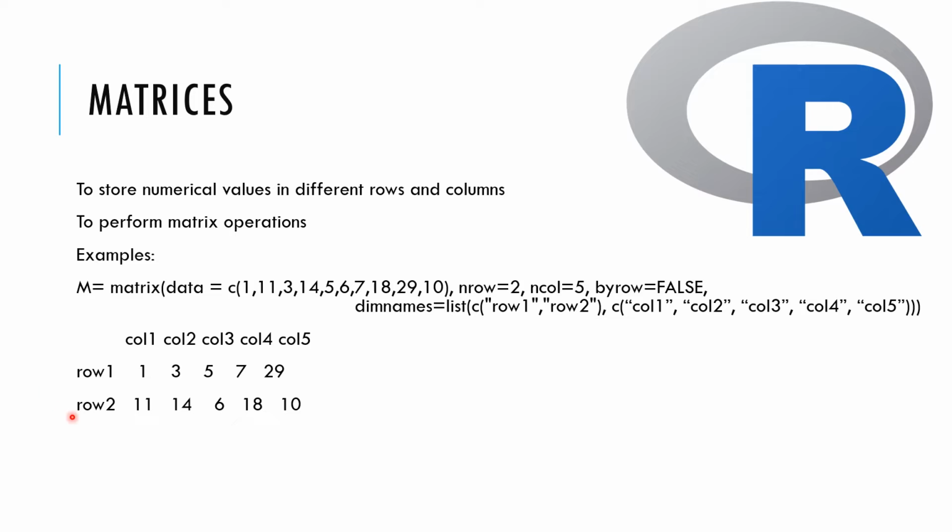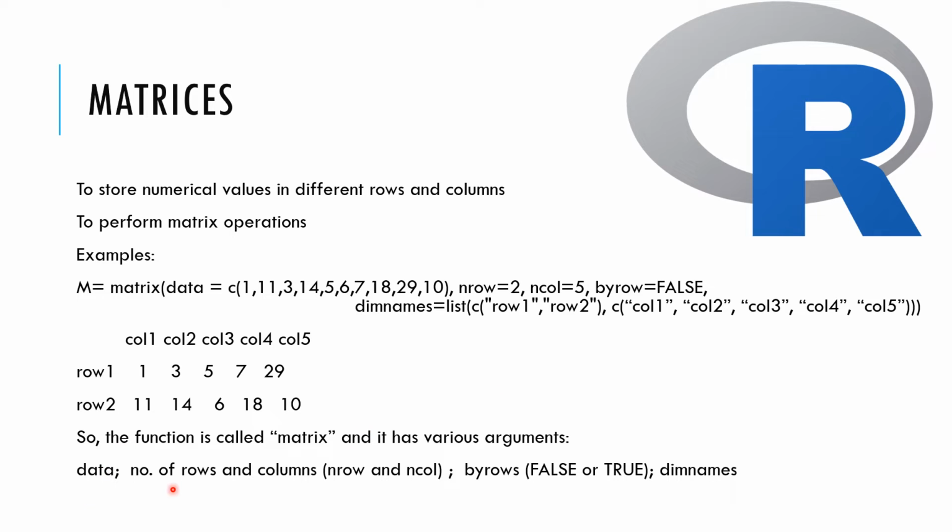You can see it has created a matrix which has 2 rows and 3 columns, and the names are also given here. You can see we chose byrow as false, so the data has been selected column wise here. That means the first 2 data points fill the first column, the next 2 data points the second column. Likewise, all the columns have been filled in this matrix. So the function is called matrix and it has various arguments as we discussed already: data, the number of rows and columns, byrow and dimnames.